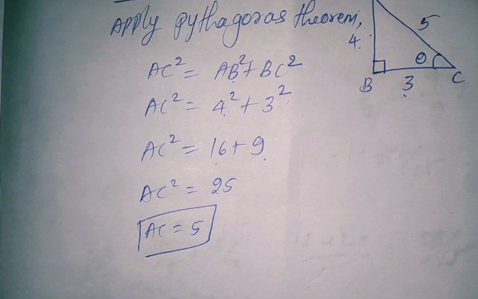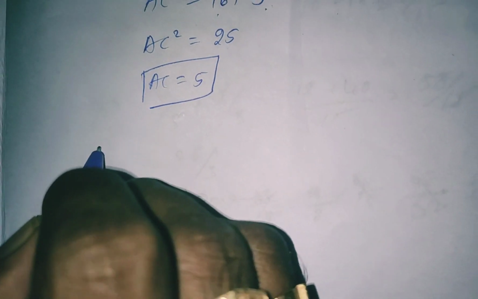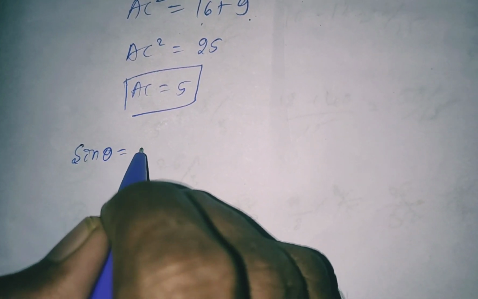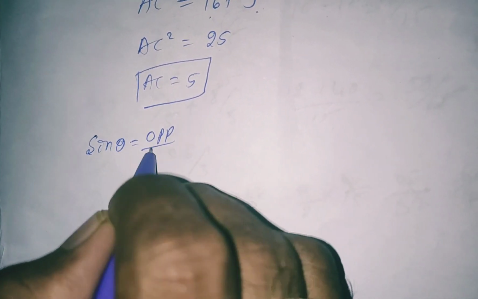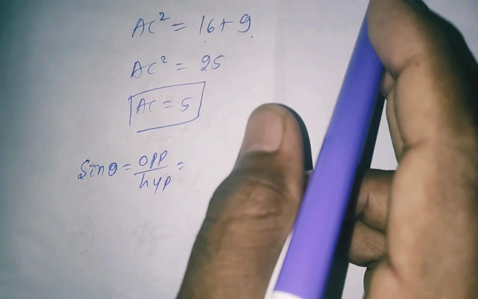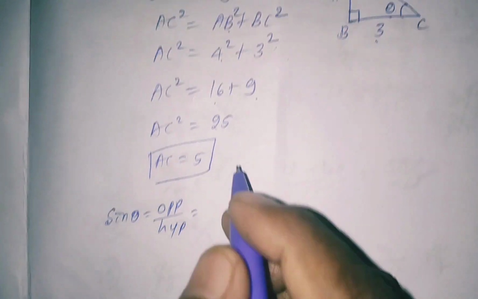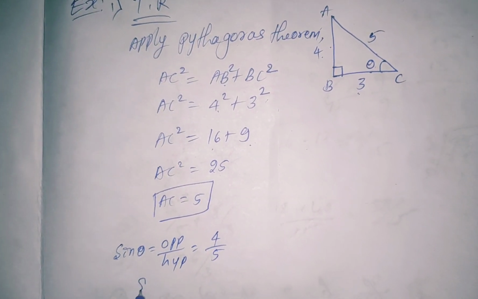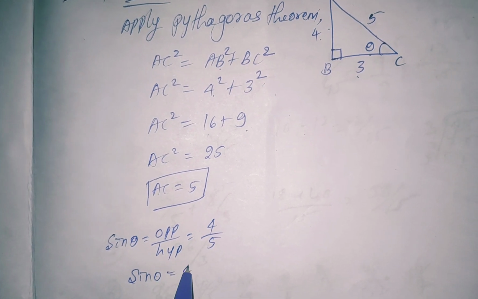Now we can apply all the trigonometric ratios. What is sin theta? Opposite upon hypotenuse. What is the opposite side here? The opposite side of theta is 4. So 4 upon 5. That means sin theta is 4 upon 5.